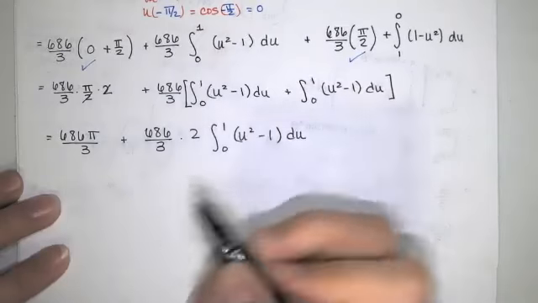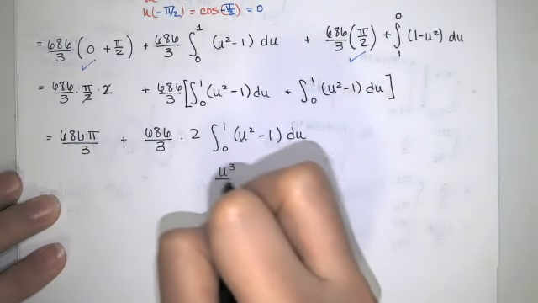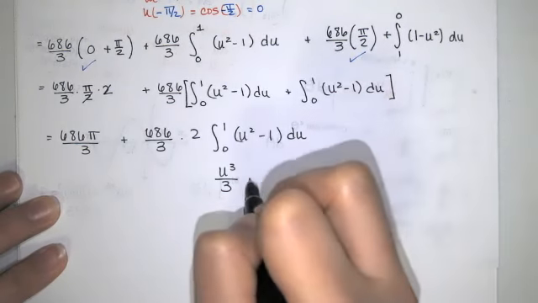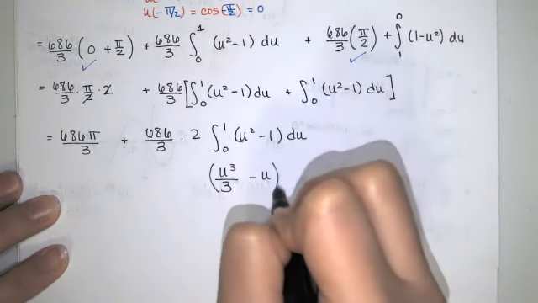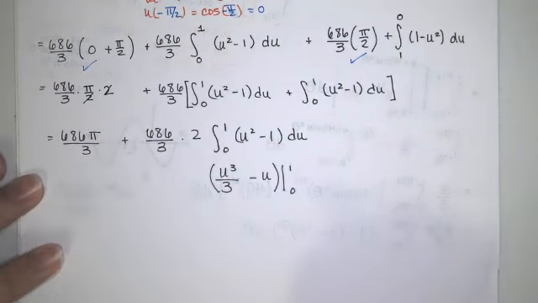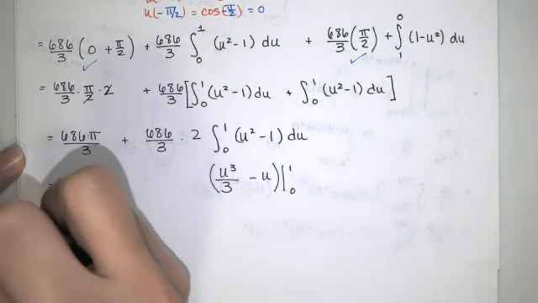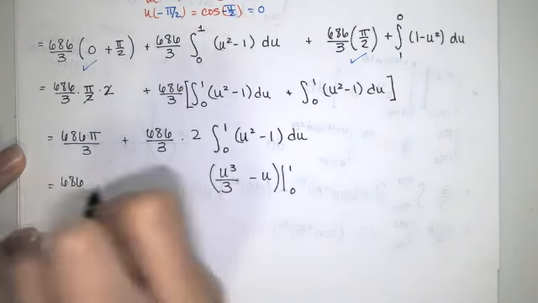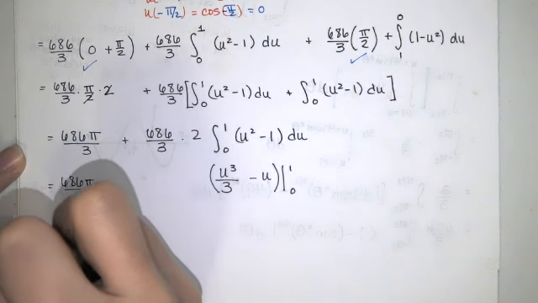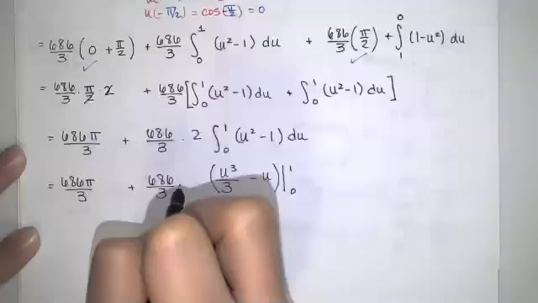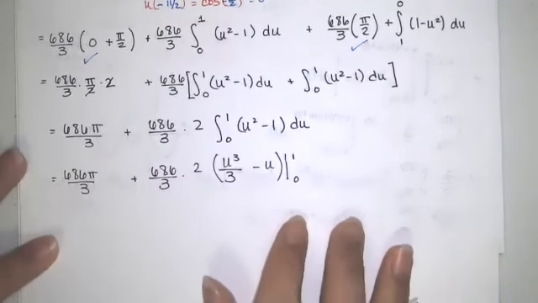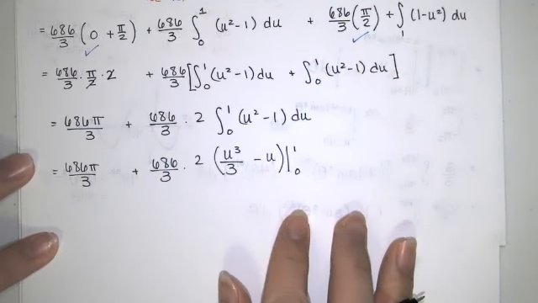And this I would evaluate by adding 1 to the exponent and dividing by the new exponent. The antiderivative of 1 with respect to u is just u, and then you evaluate from 0 to 1 there. And I'm leaving the 686/3 factored out because I think I'm going to factor it out from the whole thing in just a moment.